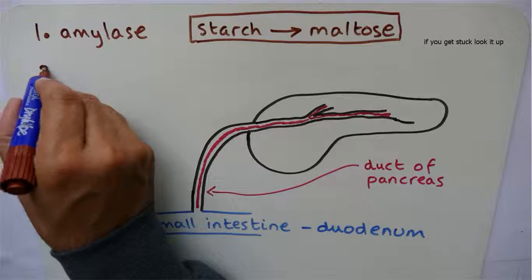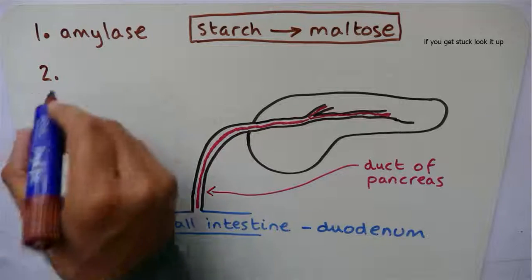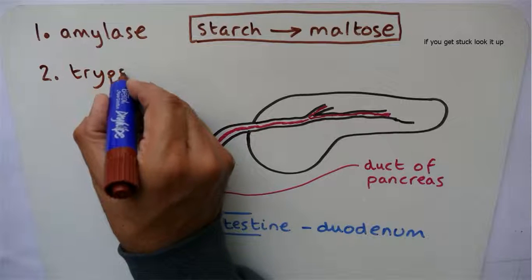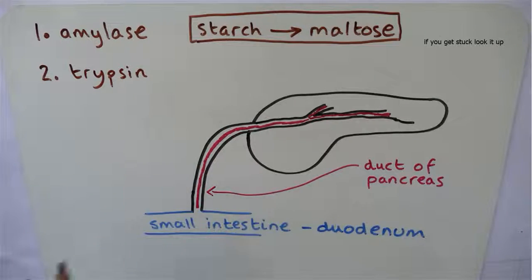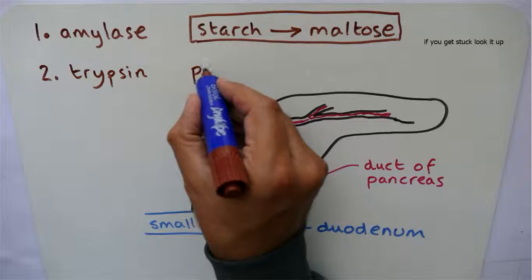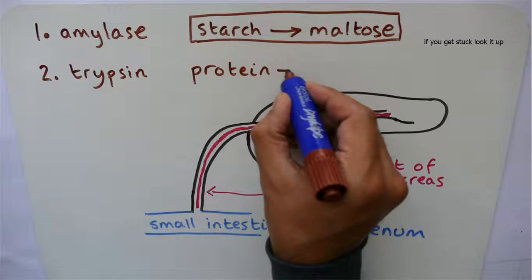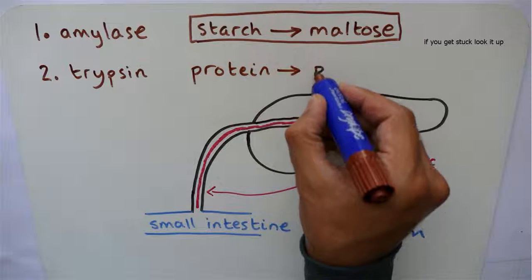Number 2, it produces an enzyme called trypsin. And that turns protein into peptides.